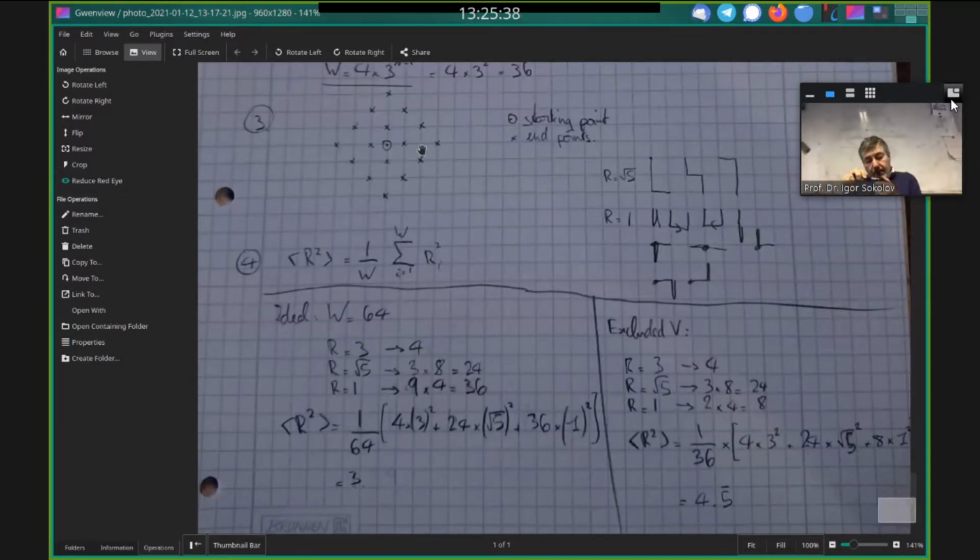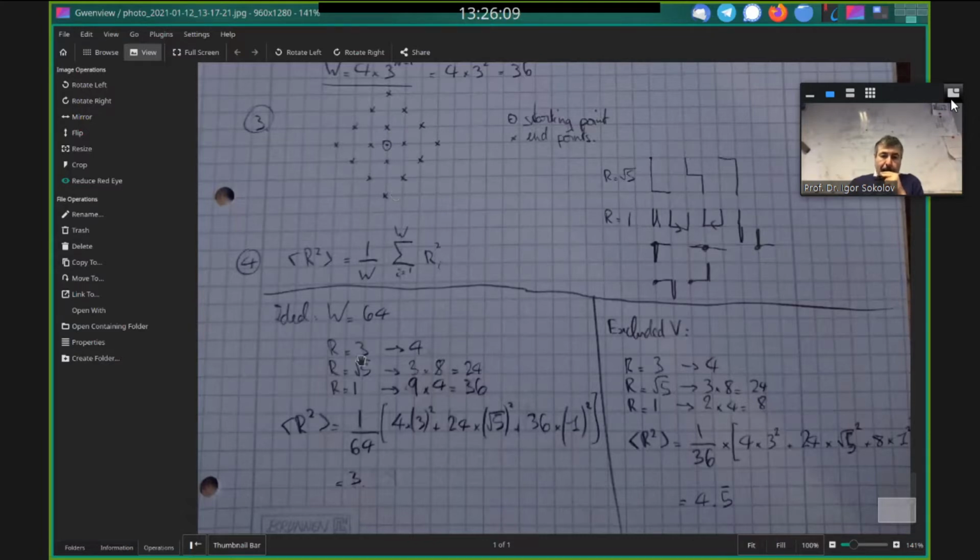So there's basically 3 different distances that can be reached, where r is the distance between starting point and end point. So r can equal 3, which is like this. r equals root 5, which is to these ones here. And then r equals 1, like that. And then I counted the number of ways you can reach these different points.